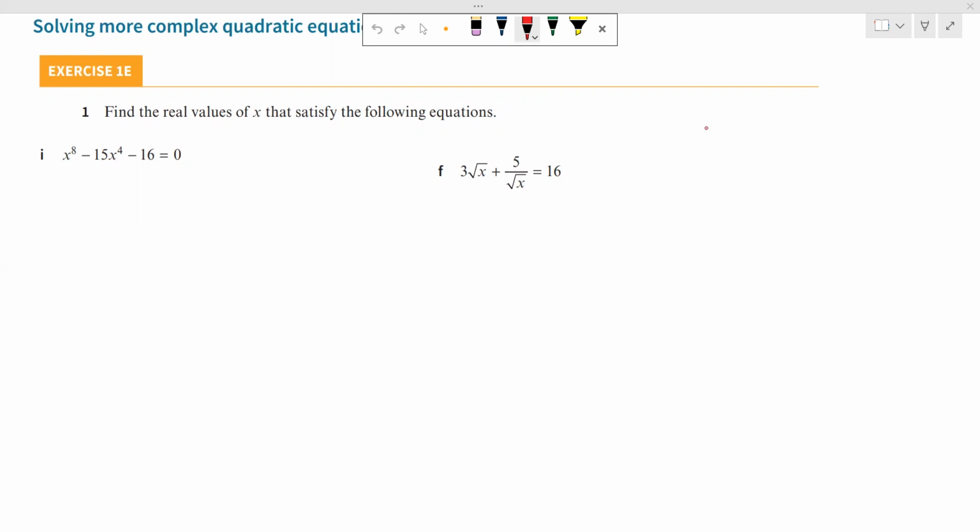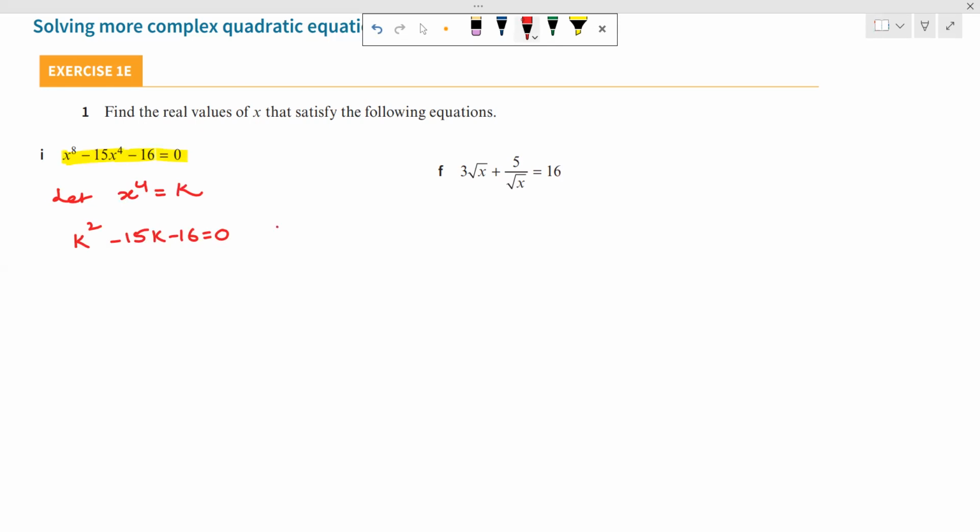Now say here x to the power of 8 minus 15x to the power of 4 minus 16 is 0. So what I am doing over here to make it a quadratic equation, let us assume that x to the power of 4 is equal to some k. So x to the power of 8 is nothing but k square, and we get k square minus 15k minus 16 is 0. Now it is in the form of a quadratic equation. Now we can simplify very easily.